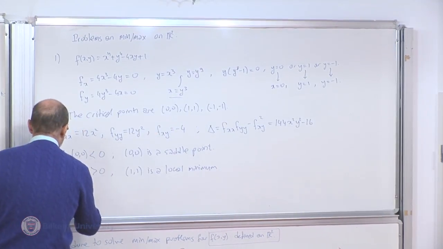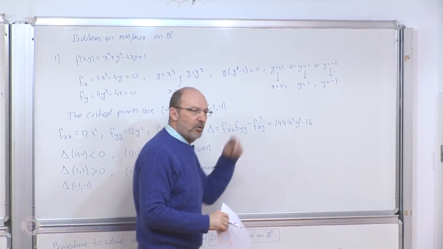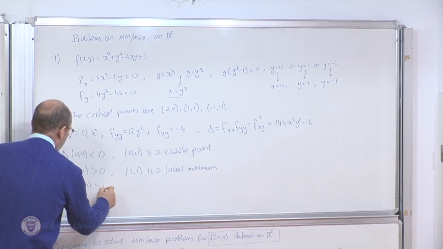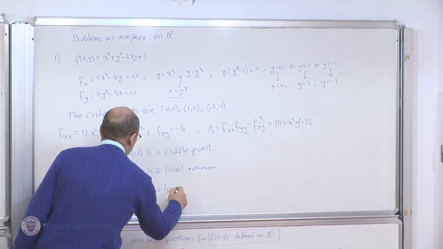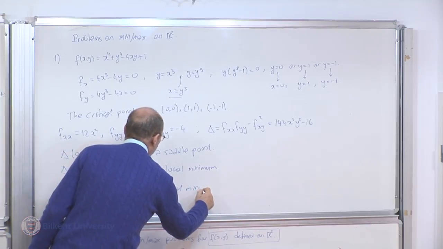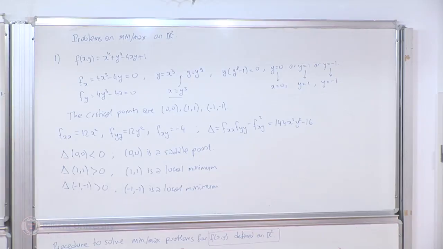And the discriminant is positive. I noticed that I'm taking squares here, so it will be the same. So this is positive, and minus 1 is a local minimum. Okay, so I'm almost done. This second derivative I didn't need because the discriminant is not 0. And now I have to check what happens to this function as x and y go to infinity.